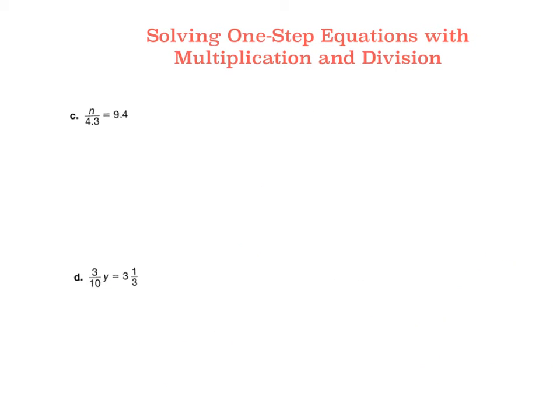Okay, let's try 2 more together. So in this one, we have a division, n divided by 4 3/10. So I'm going to multiply both sides by 4 3/10.